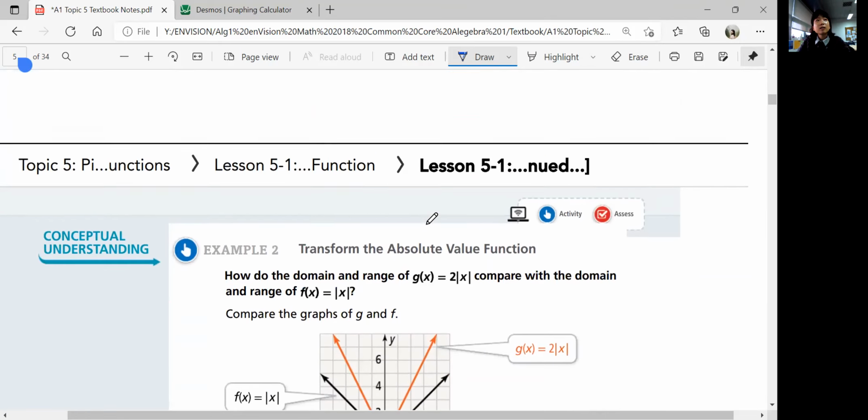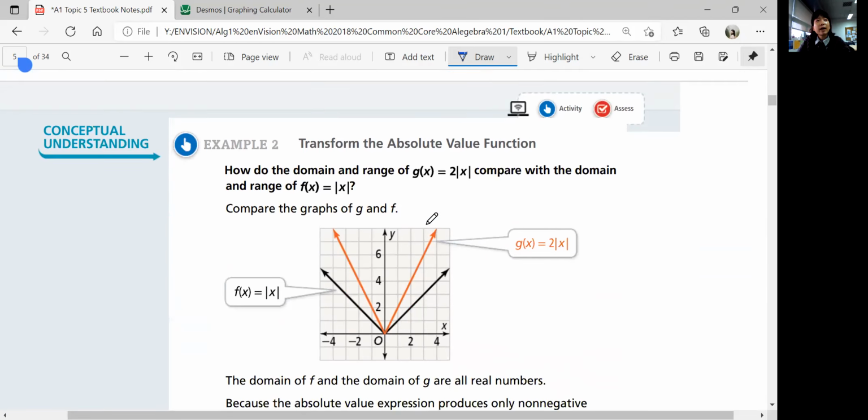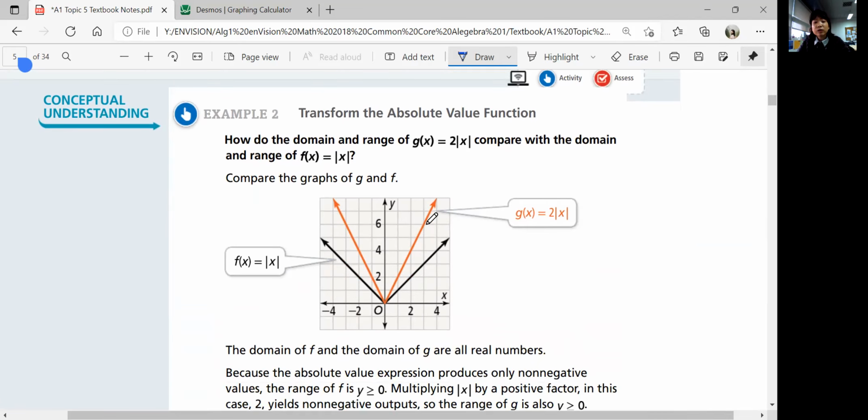Okay. Let's look at the next page. Example 2. Transform the absolute value function. All right, now the transformation. Are you ready? How do the domain and range of g of x equals 2 times absolute value x compare with the domain and range of f of x equals absolute value of x? First, let's compare the graphs of g and f. We've done transformations, right? How does the graph change from f to g? Right, the black one to the red one.